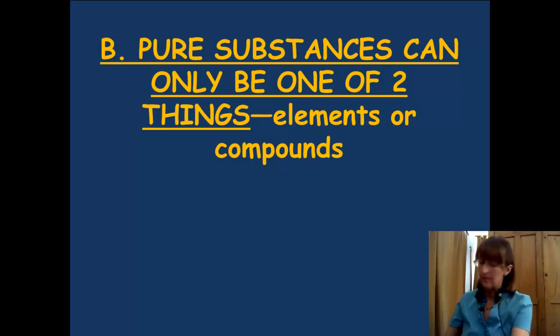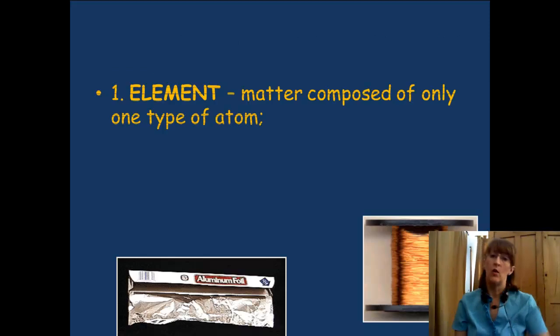Pure substances can be only one of two things. They're either going to be elements or compounds. That's it. There are only two choices on this. So if you have a pure substance, it's either going to be an element or a compound. And you know several elements are out there. You have access to them. If you have aluminum foil, that's pure aluminum. If you've seen copper wire, it's pure copper.